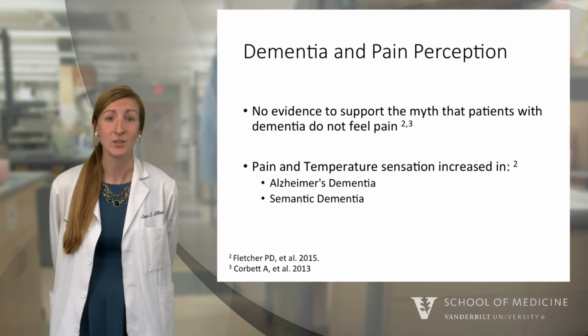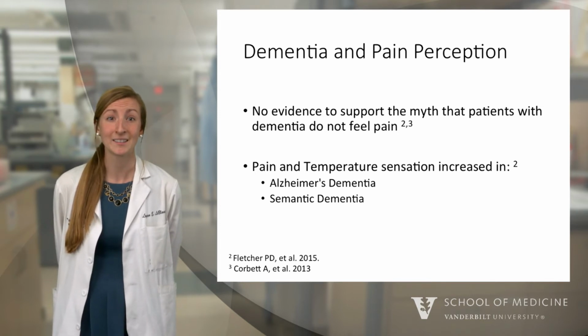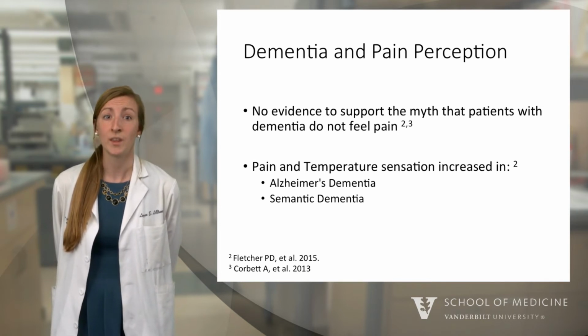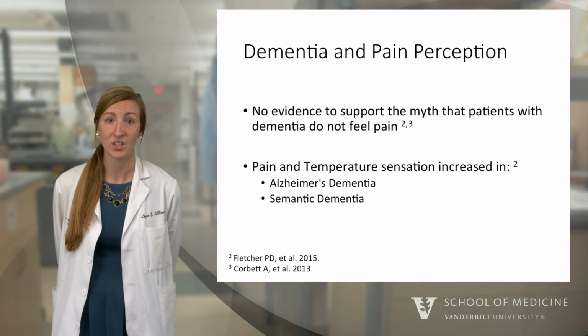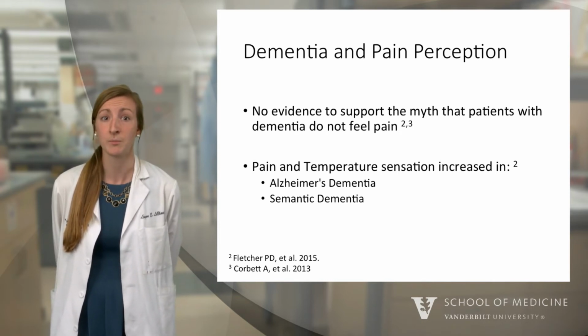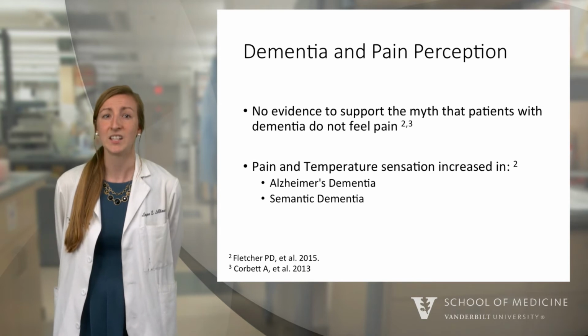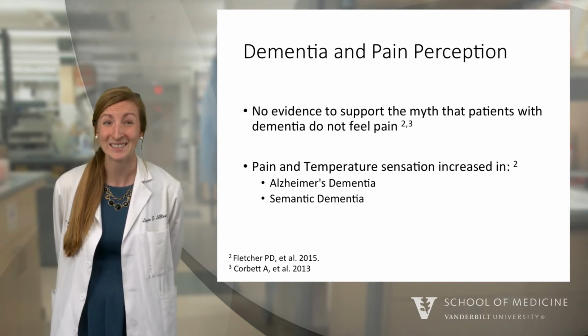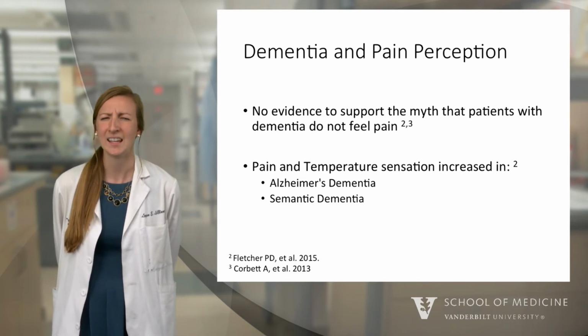A recent study using fMRI and validated clinical assessments showed that while pain and temperature sensation may be somewhat blunted in cases of behavioral variant frontotemporal dementia, sensation of pain and temperature is actually heightened in semantic dementia and in Alzheimer's disease, which we know is responsible for more than 70% of dementia cases.